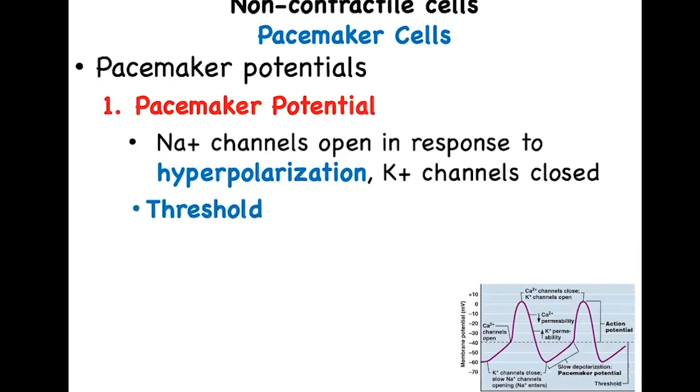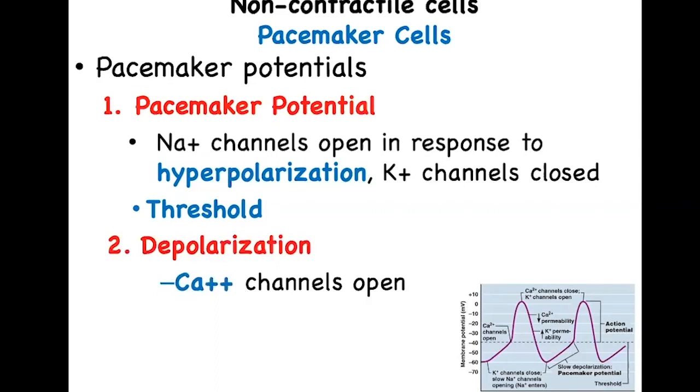Once threshold is reached, so the sodium as it moves inward is making the membrane potential less negative, and once threshold is reached, which is around minus 40 millivolts, a second set of channels open up, and these are calcium voltage-gated channels, and this leads to the rapid depolarization of the action potential. So remember, you have to reach threshold before you have an action potential. So notice that everything above threshold is an action potential, and it is the influx of calcium that leads to the depolarization of the action potential.